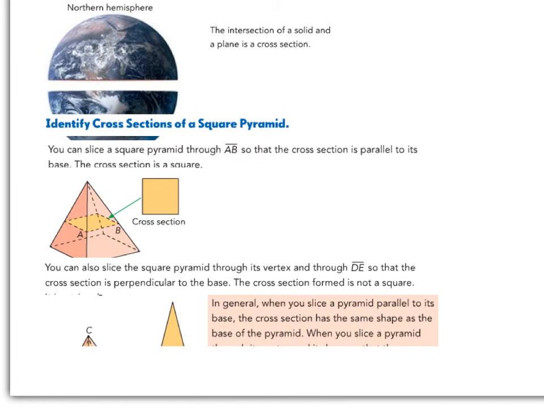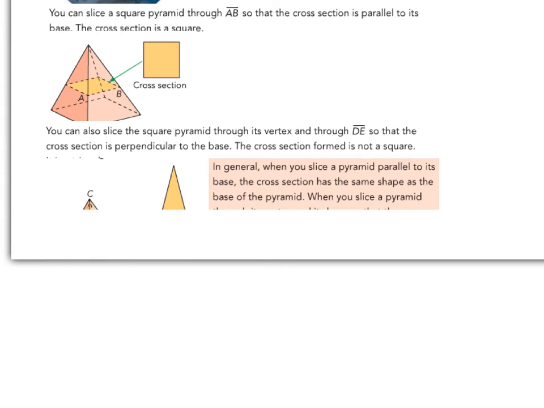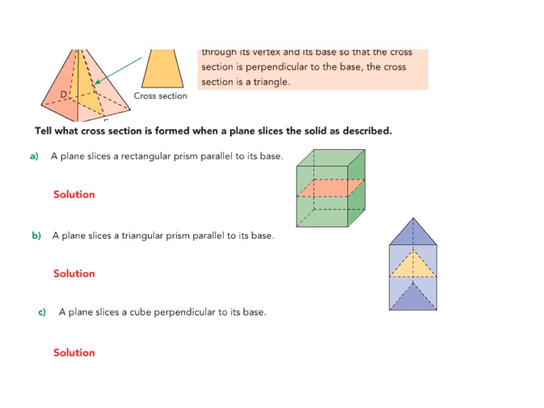All right, so identifying a cross-section of a square pyramid. If you slice a square pyramid through AB, where that yellowish orangey section is, so that the cross-section is parallel to the base, the cross-section would be a square. So if you do it parallel, kind of reminds me of Fruit Ninja, that game. Like if you cut it, what would you have left? You can also slice a pyramid through its vertex. Okay, the cross-section formed is not a square. The cross-section formed would be a triangle. Okay, and you have pictures of all those right there. Like I said, what you guys would be most familiar with is if you cut something in Fruit Ninja, what you would have on each side when it slices.